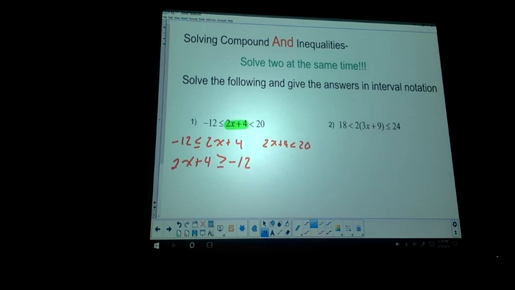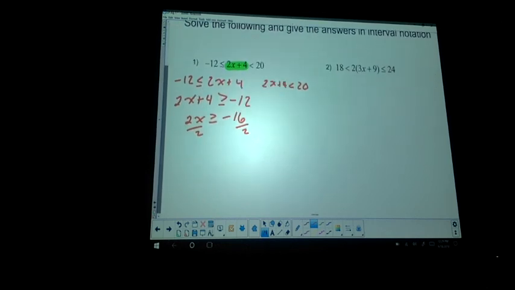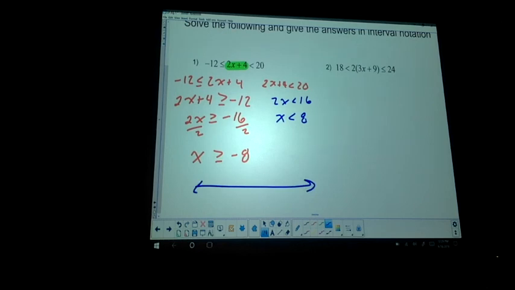All right, subtract 4 from both sides. Subtract 4, so I get that. So negative 12 minus 4 is negative 16. Divide each side by negative 2. So that gives me x is greater than or equal to negative 8. Agree? Second problem, I'll just work it out in blue. I'm going to subtract 4 from both sides, so that takes me to 16. And that's going to give me positive 8. Agree?